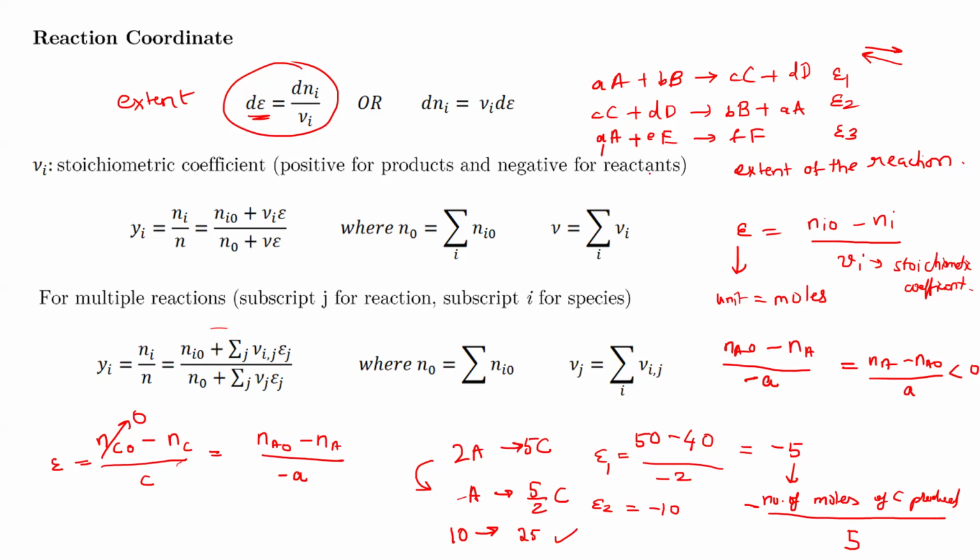If I have multiple reactions, for example A plus E gives F, then to define the mole fraction of A in the whole mixture, I will write it like this. Suppose for a single reaction, yi is equal to Ni by N, where this is Ni plus nu i into epsilon. This is derived from the reaction: the stoichiometric coefficient into epsilon plus Ni.